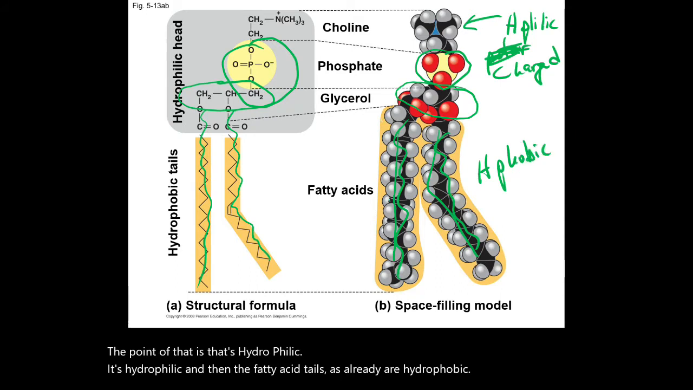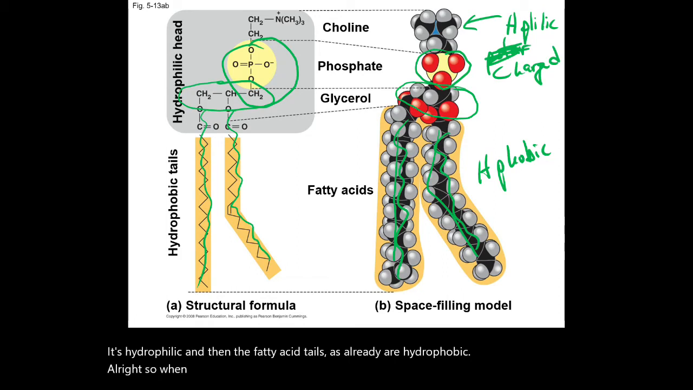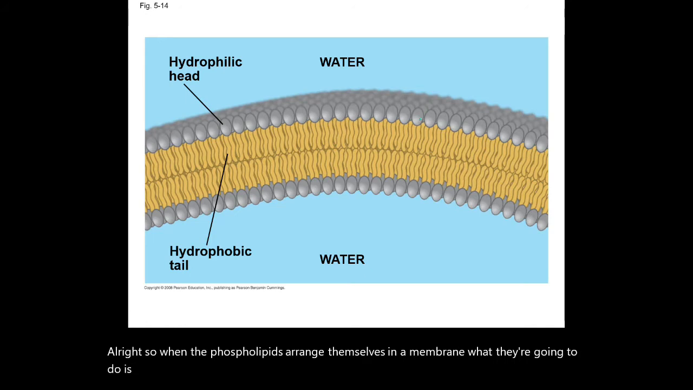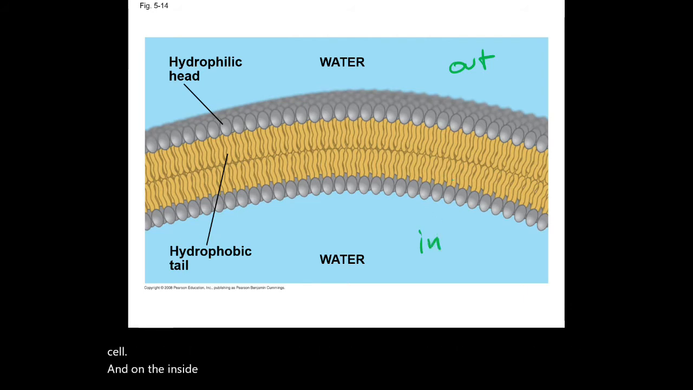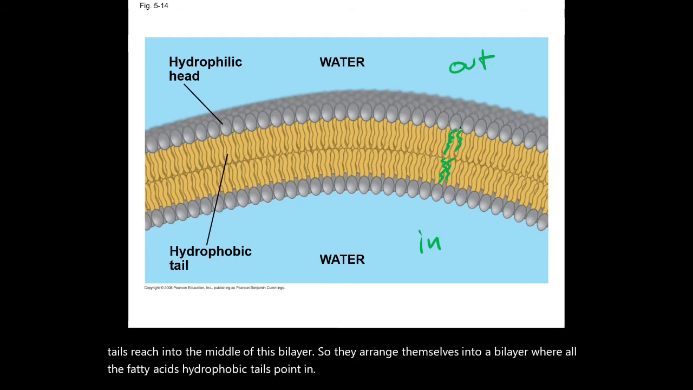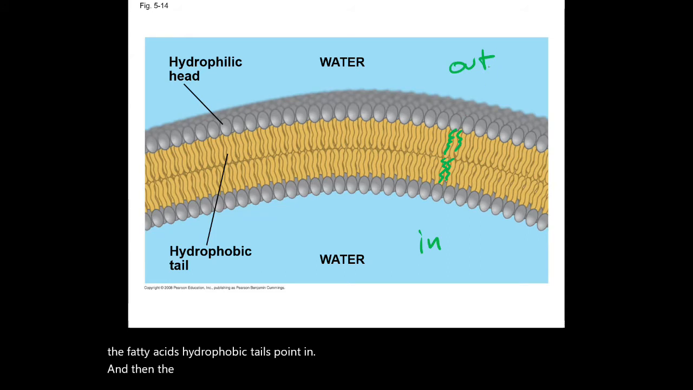All right, so when the phospholipids arrange themselves in a membrane, the phosphate heads are going to stick out where the water is, so on the outside of the cell and on the inside of the cell, you're going to see the phosphate heads, and then the fatty acid tails reach into the middle of this bilayer. So they arrange themselves into a bilayer where all the hydrophobic fatty acid tails point in, and then the hydrophilic phosphate heads point out. And that's what you're going to end up seeing.